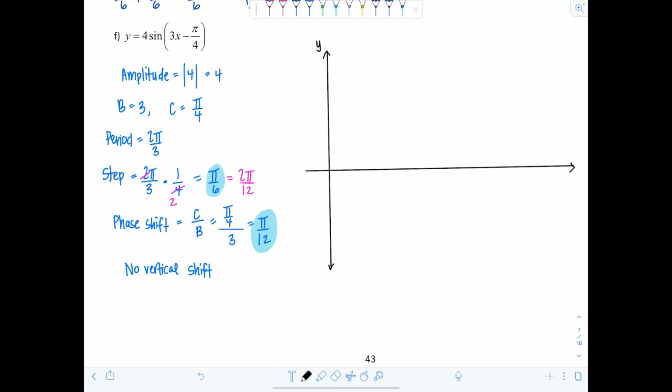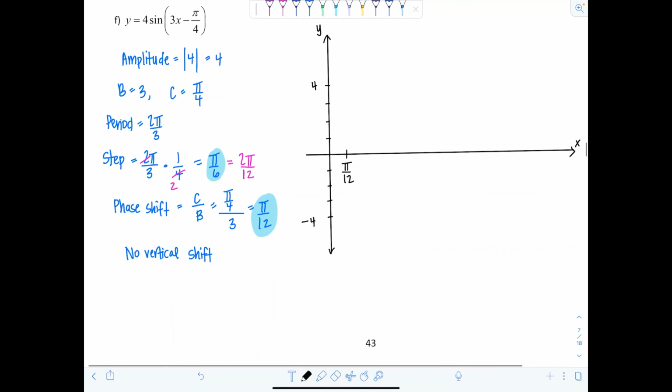Okay, good. We'll label the y-axis up to 4, down to -4. And then first point, we're shifting pi over 12 to the right, so that's going to be over here, pi over 12. Now I have to add the step to it 4 more times. So here we go. So pi over 12, that's the first point, plus 2 pi over 12, that's 3 pi over 12. But that's not what I'm going to put on the axis. I'm going to put pi over 4.